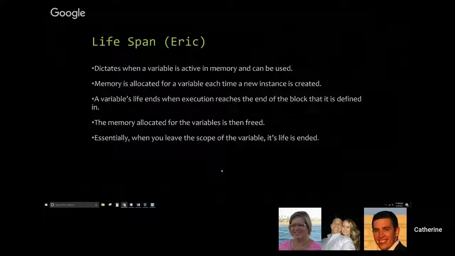Going right along with scope is lifespan. The lifespan of a variable dictates when a variable is active in memory and can be used. Memory is then allocated for a variable each time a new instance is created. A variable's life ends when execution reaches the end of the block that it's defined in. The memory allocated for the variable is then freed. Essentially, when you leave the scope of the variable, its life is ended.